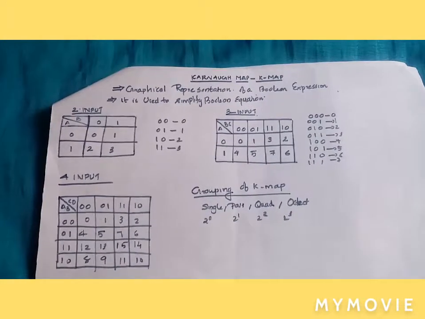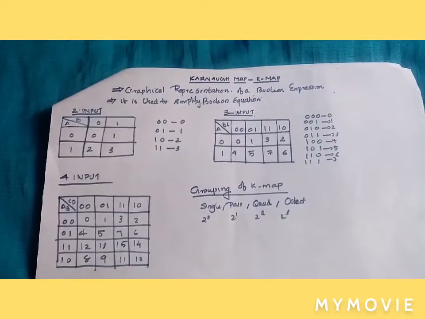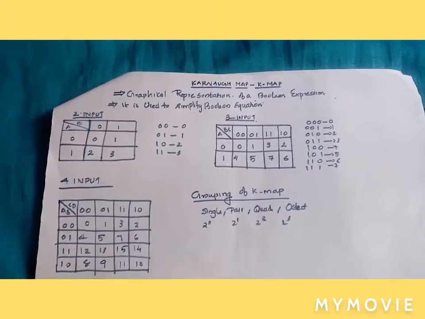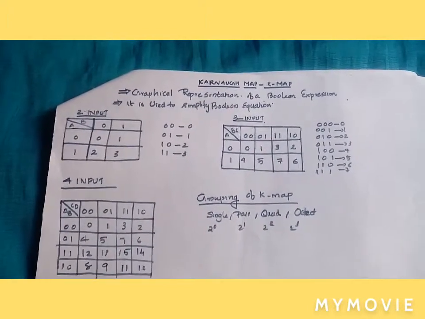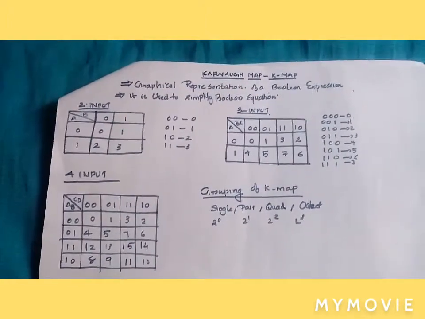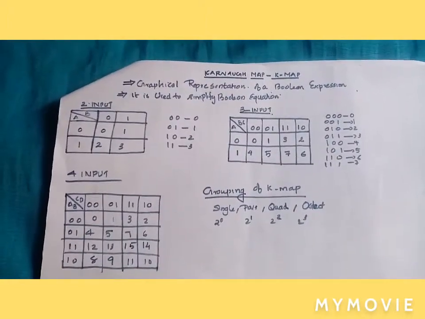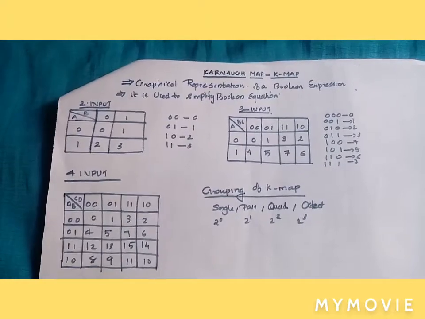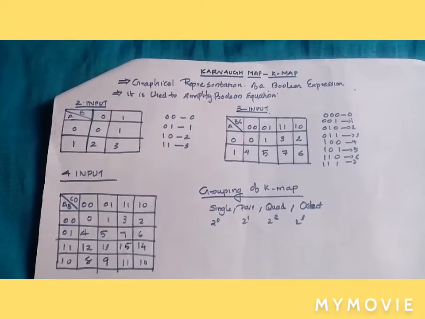Today we are going to study Karnaugh map or K-map. K-map is a graphical representation of a Boolean expression and it is used to simplify Boolean equations. We have K-maps: 2 input K-map, 3 input and 4 input.